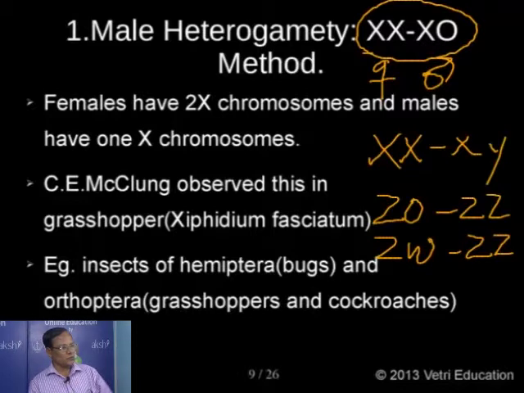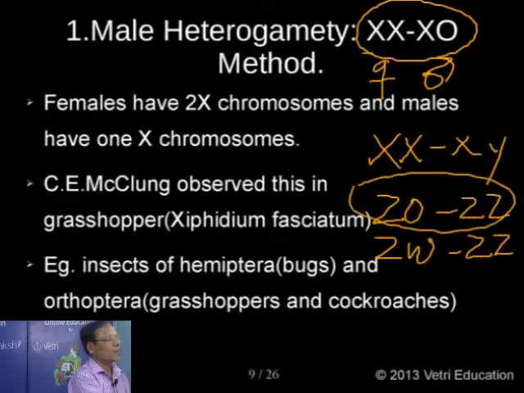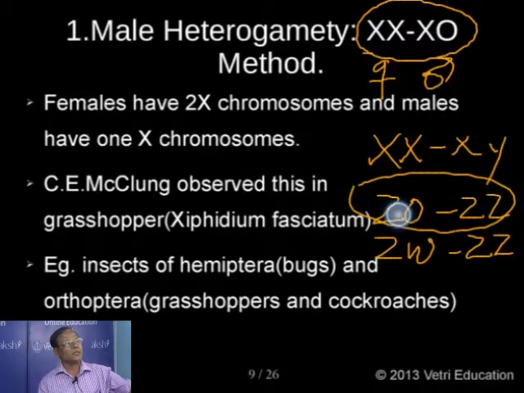In the first two cases, there is one common character: one chromosome less here in the case of the male, and one chromosome less here in the case of the female. That's why I put Z0 here. So the chromosome number differs between the male and female sexes.